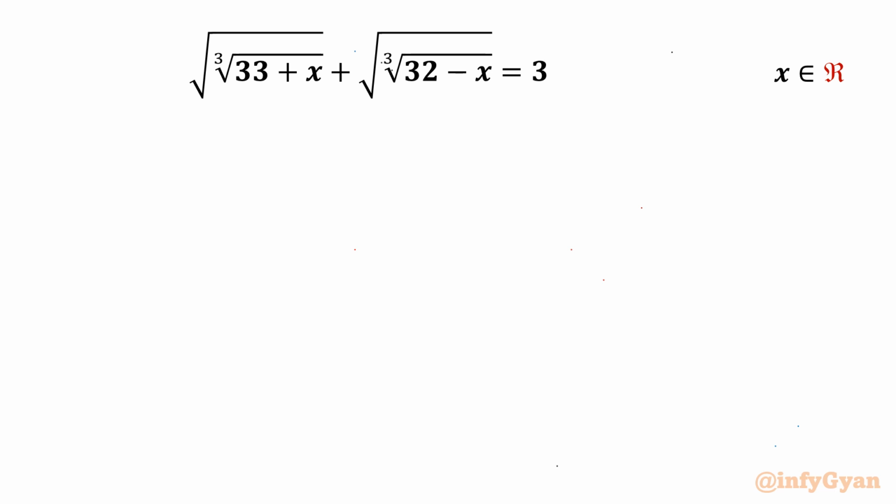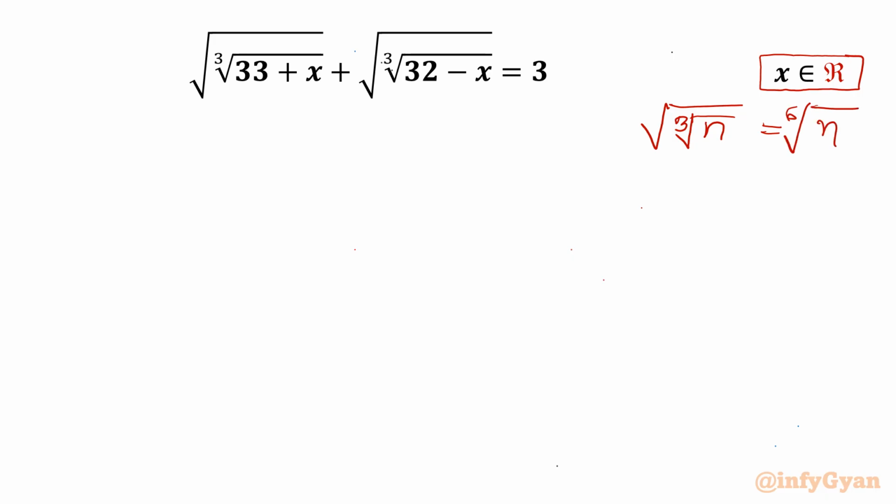In this very exciting and challenging video on radical equations, square root cube root 33 plus x plus square root cube root 32 minus x equal to 3, and we have to find out real solutions only. So let's get started by writing square root cube root n. It is equal to 6th root n.